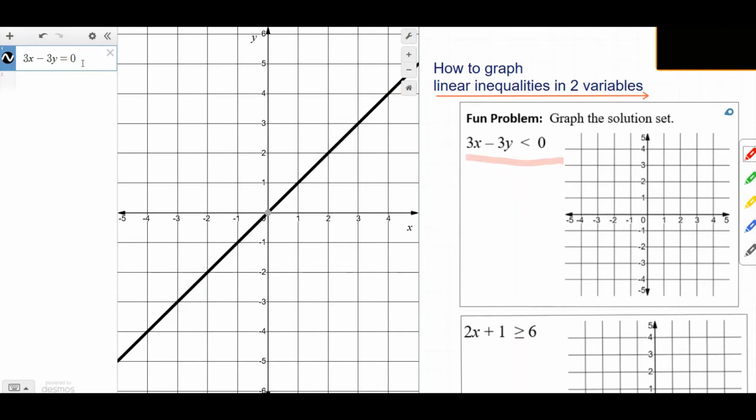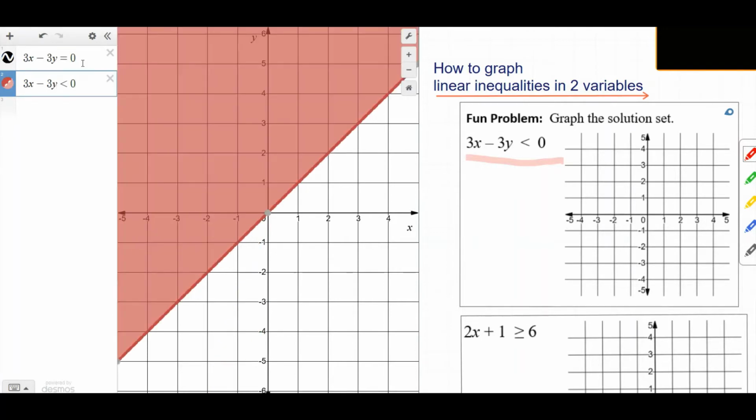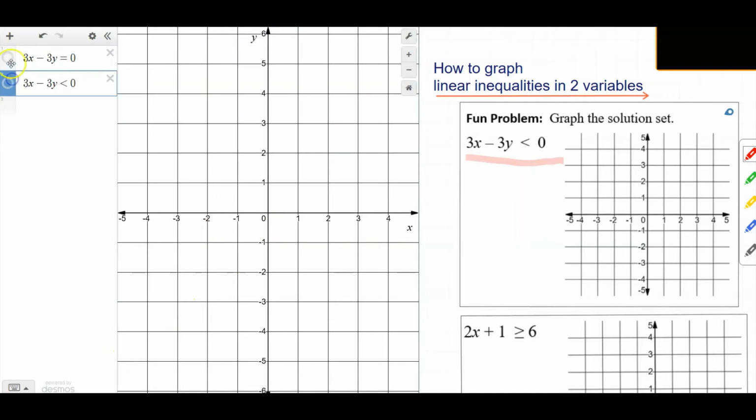So let's go ahead and graph the actual inequality, which is 3x minus 3y is less than 0. Cool. So we have a little coloring action in there, or some shading. Let me turn off the equation. Okay. So the question is, why do we have this dashed line? So let me go ahead and hide it.